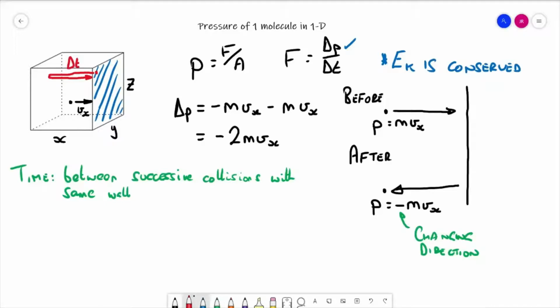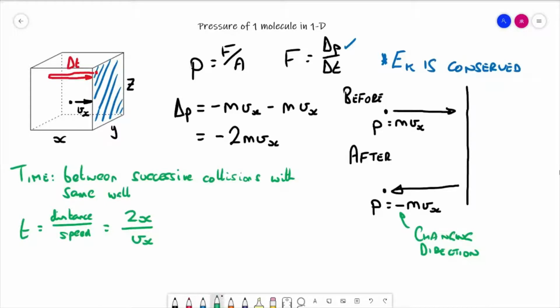Now, of course, in order to do that, we're just going to use the old classic of speed equals distance over time. So the time is going to be the distance over the speed. And the distance here, because it's going from the blue shaded wall all the way to the other side and back again, the total distance works out as 2x. And we've got the speed already. We know that that speed is vx by definition.